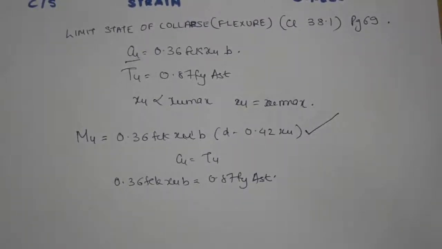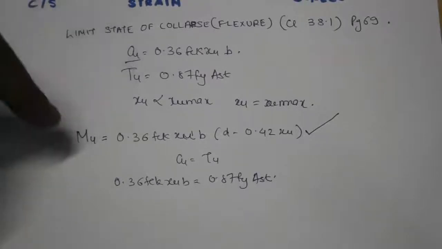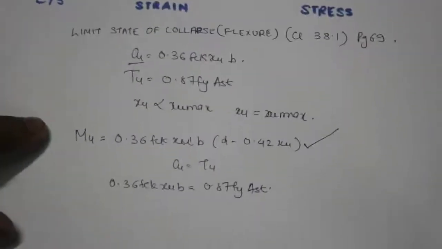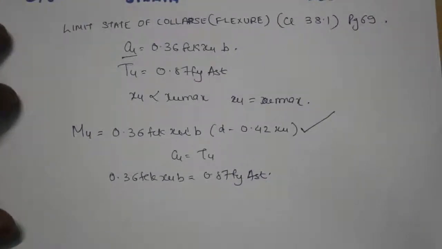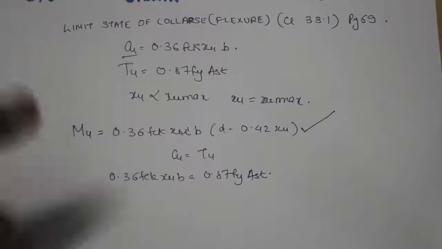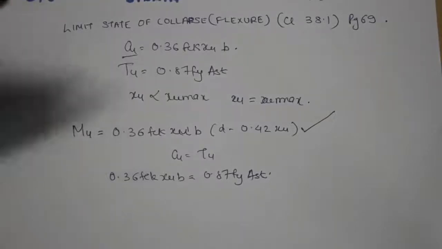Let me tell you one thing, there will be two types of problems. One would be the analysis type problem, the other would be the design type problem. In the analysis type problem, you have to find out the ultimate moment of resistance for the beam, while in the design problem you have to find out the area of steel. Basically you have to play with these two equations in order to get the moment or the steel. So let's see the problem now.